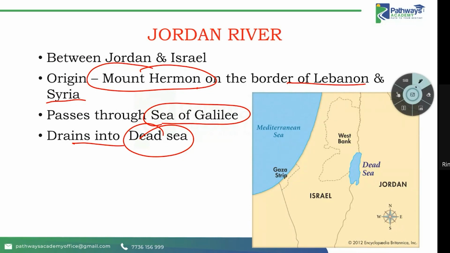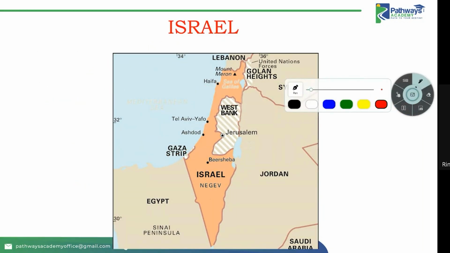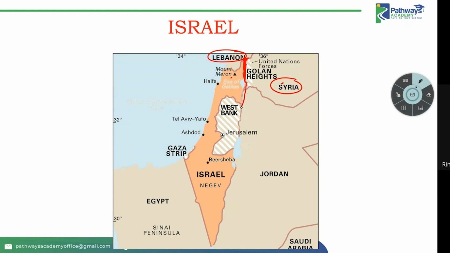Okay, so from this figure, we can see that the River Jordan originates at the border of Lebanon and Syria from Mount Hermon and it passes along the border between Israel and Syria. And it also passes along the border between Israel and Jordan, or West Bank and Jordan. Finally, it enters the Dead Sea.